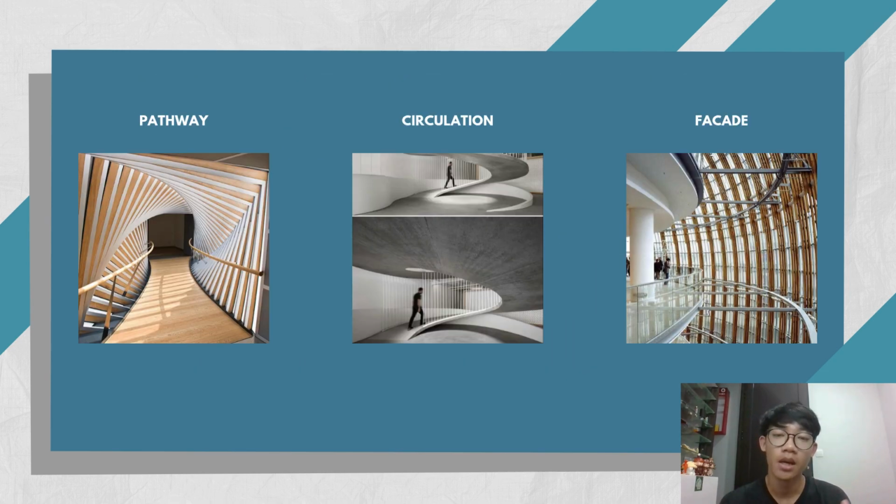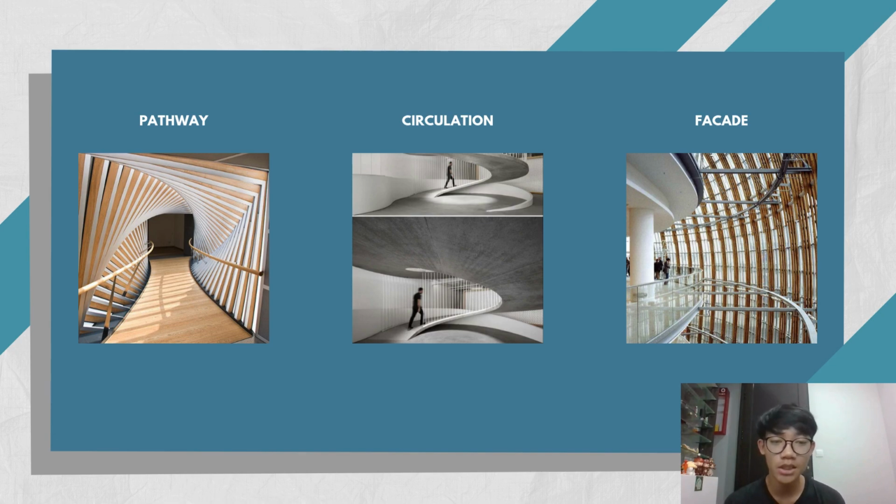For examples, we have three different images. First one is the pathways, where we can see the walls creating the pathways are designed to be organic. Despite its original form that is square, it can create a feeling that the walls are rotating and moving following the pathways.